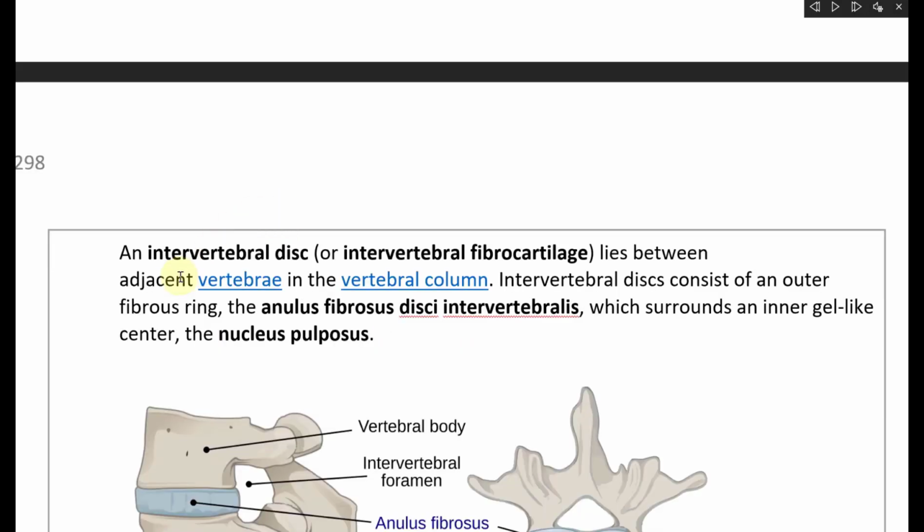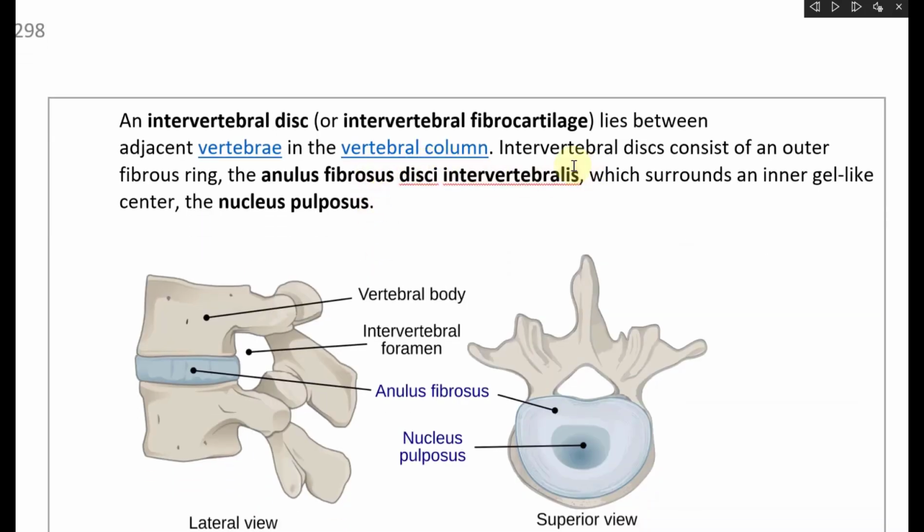All right, continue further. So an intervertebral disc. Let's see this again. Intervertebral disc. Yeah, so intervertebral. This is for the term. So intervertebral disc of fibrocartilage lies between adjacent vertebrae in the vertebral column. Intervertebral discs consist of an outer fibrous ring called the annulus fibrosus disci intervertebralis. So that's the outer fibrous disc right here.